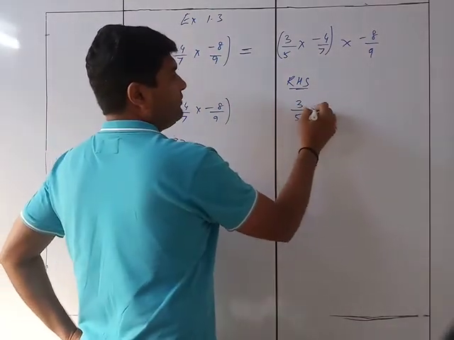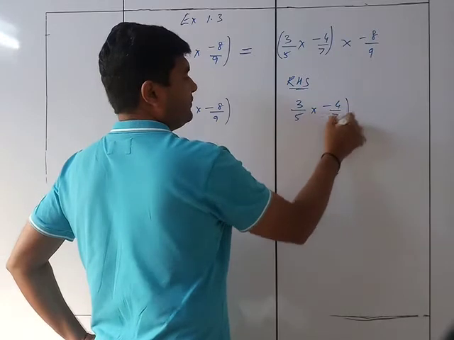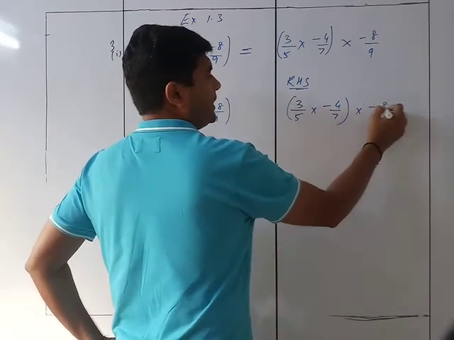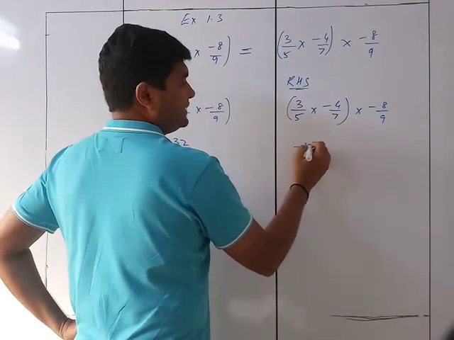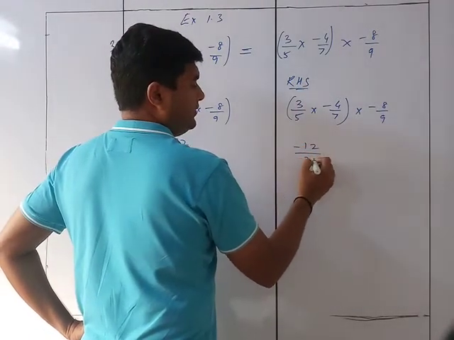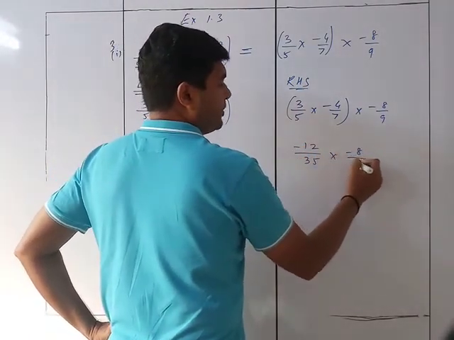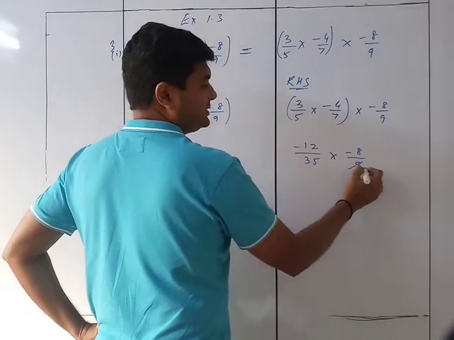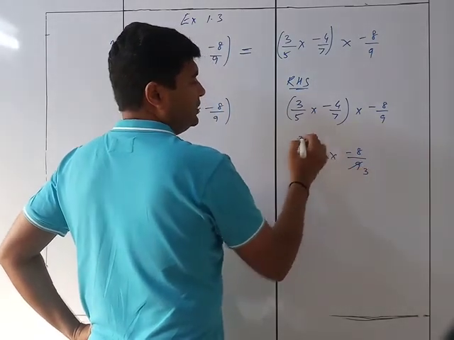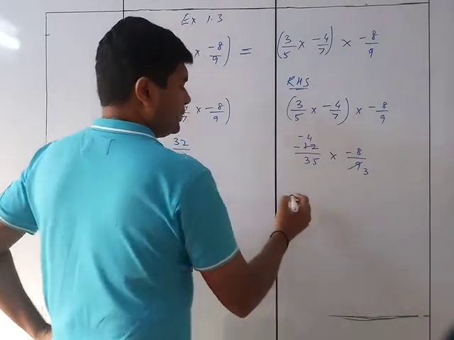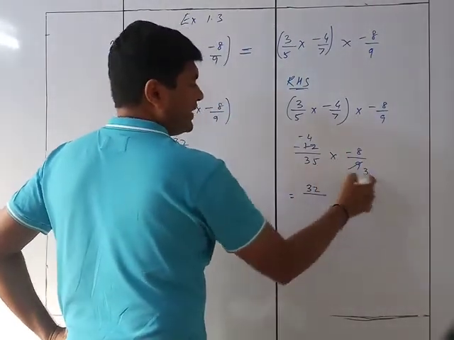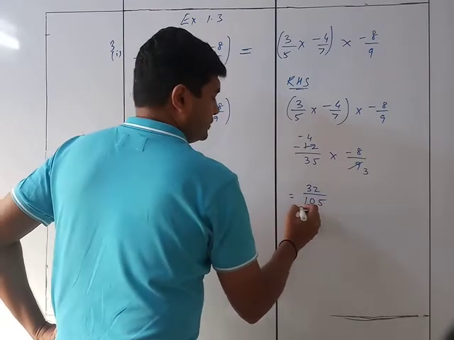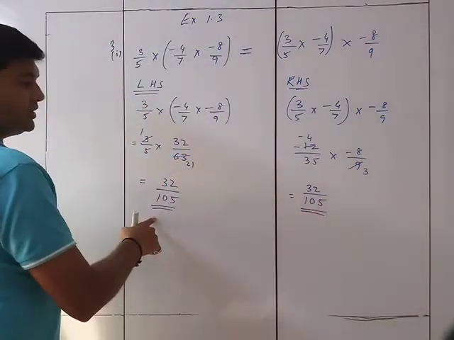Let's try the RHS now. 3 upon 5 into minus 4 upon 7 into minus 8 upon 9. No possibility of cancellation over here, so we get minus 12 upon 35 into minus 8 upon 9. You can see that this can be cancelled. 3 3s are 9 and 3 4s are 12. So it's minus 4 over here. So this will give me minus into minus as plus 32, and 35 into 3 is 105. So that will be 32 upon 105.